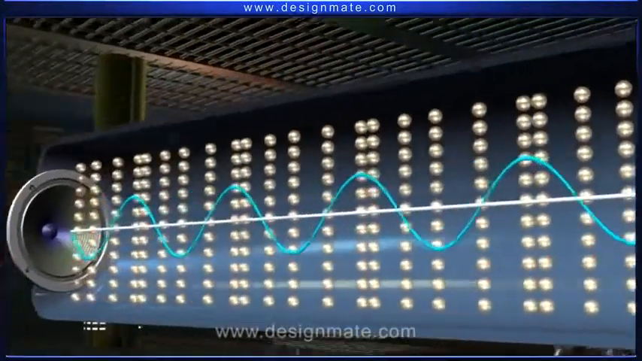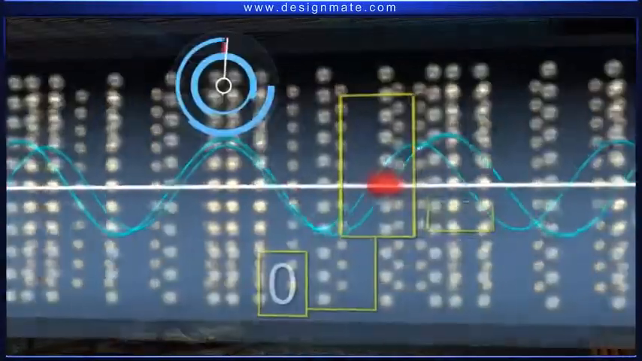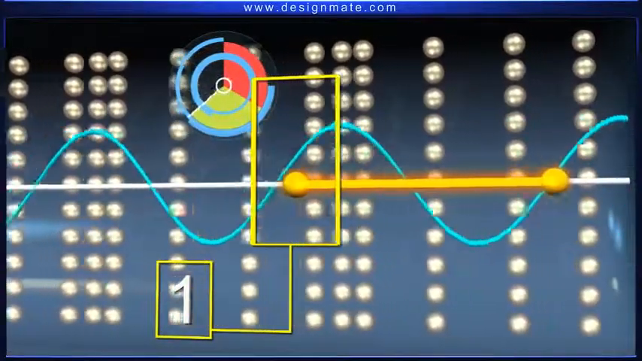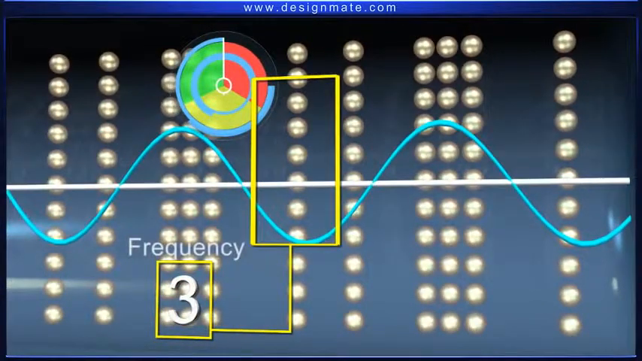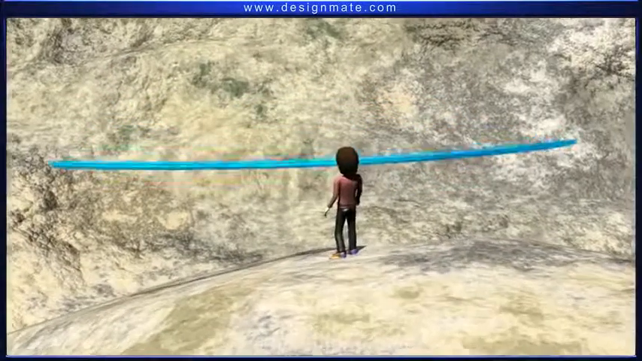Wavelength is the distance between two consecutive compressions or rarefactions. The number of waves passing through a point in a second is called frequency, and it is measured in hertz. Bouncing back of sound is called echo.